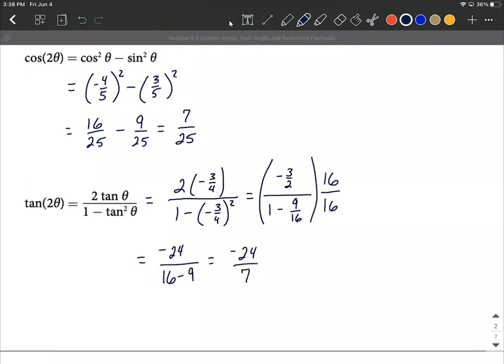All right, hope this helps. Draw the triangle, find sine and cosine if they're going to be needed, and that goes a long way for filling into these formulas. Good luck.